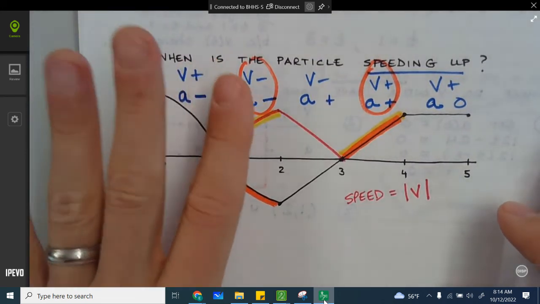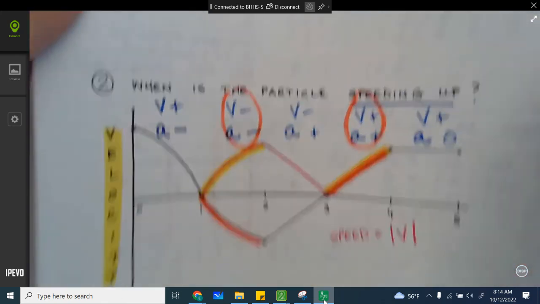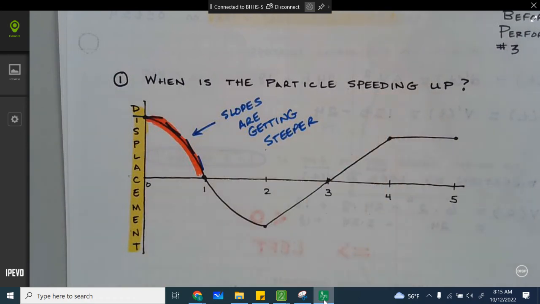Sure. And let me just kind of close the door on this one first. Any other questions on this one? Okay. Speeding up means that your slopes are getting more steep. So for instance, if I'm the monkey on this one, I know that my displacement is getting smaller, so I'm moving backwards. And since it's getting steeper, that means that I'm going like this. Okay? So you just look at where those tangent lines get steeper. That's where it's speeding up.